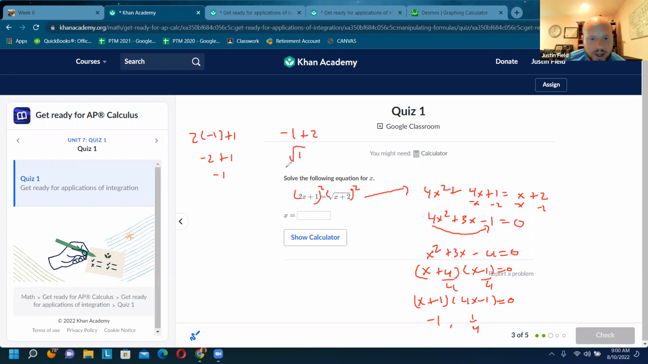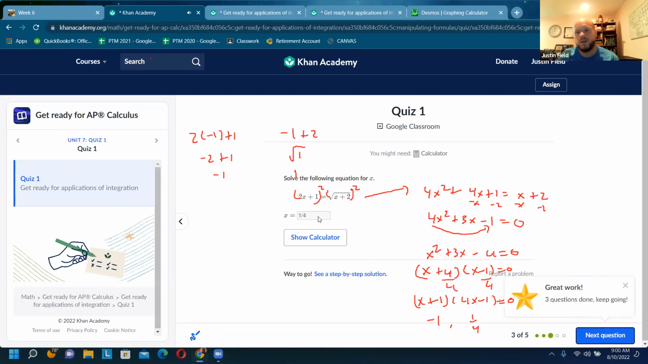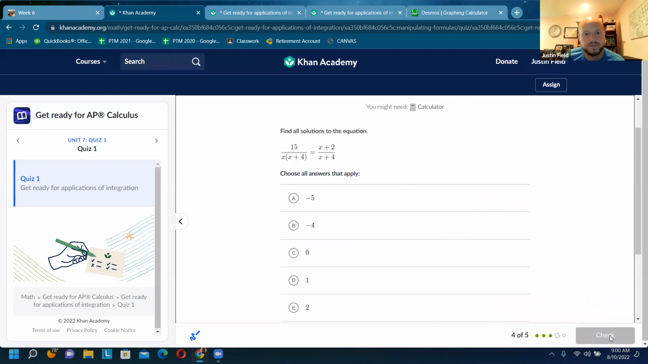Did I make a mistake here? And then that would be 1. So when I substitute in -1 on one side, I get 1. On the other side, I get -1. So that is not equal. That means the answer is just going to be the 1/4. So you see that -1, although it was a solution to the equation, it was an extraneous solution. And that will happen. Find all the solutions to the equation.